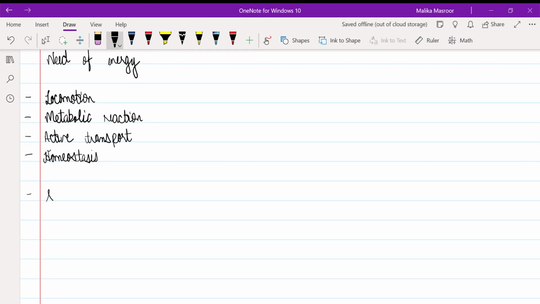Now you have some specific coenzymes and cofactors that help in ATP production. Right, we're going to talk about them later.